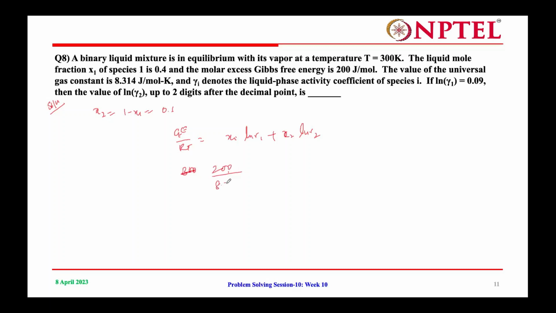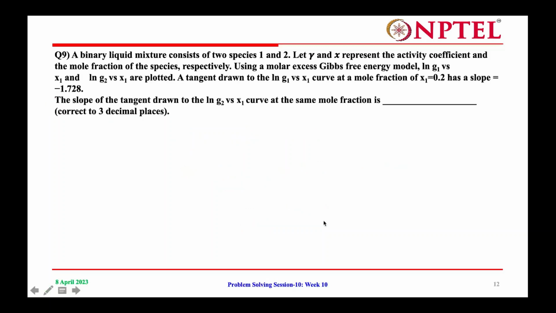200 divided by 8.314 times 300 equals 0.4 into 0.09 plus 0.6 ln gamma 2. Ln gamma 2 equal to 0.0735. Right? It was simple. Moving to question number 9.